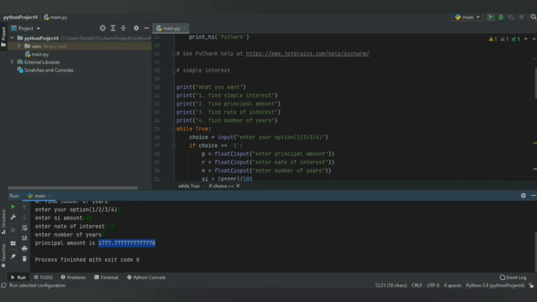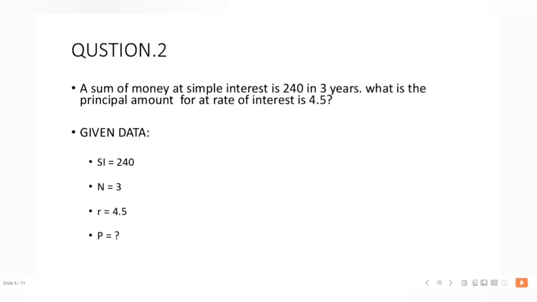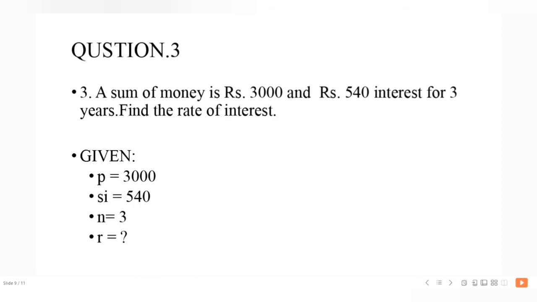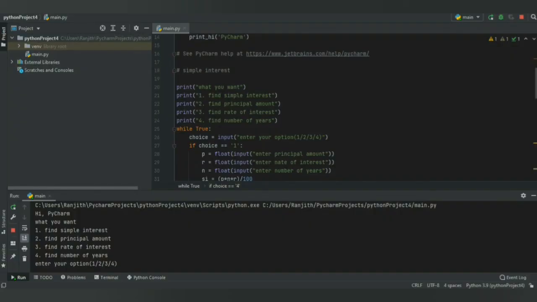And then again one more question is, a sum of money is 3,000 and has 540 interest for 3 years. Find the rate of interest. They ask for rate of interest. So given data is principal amount, simple interest and number of years. So open your code, run the code, and we choose rate of interest, option 3.